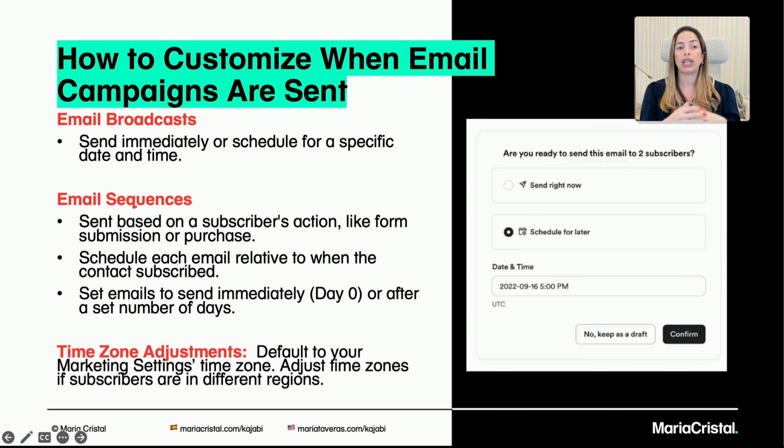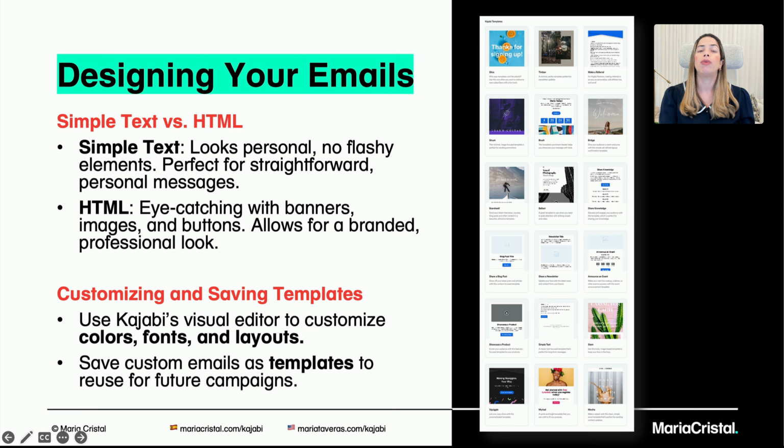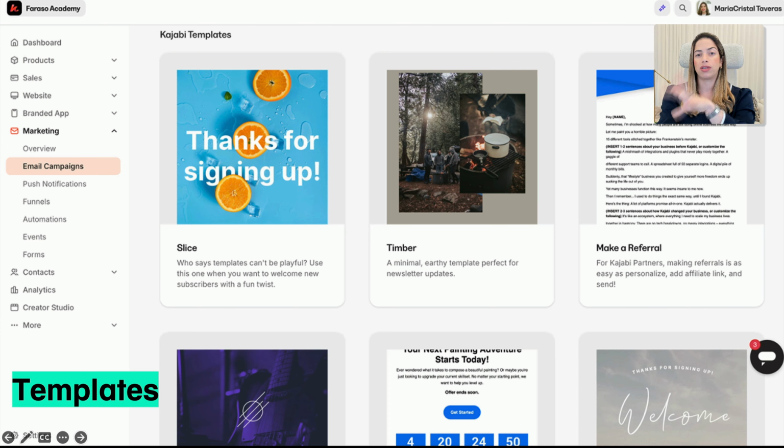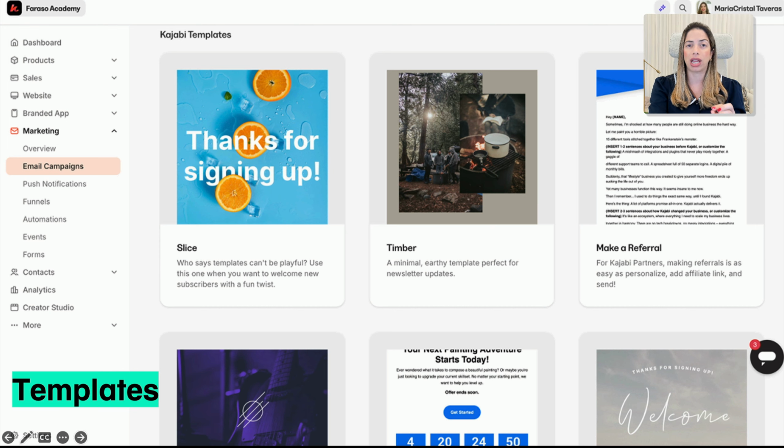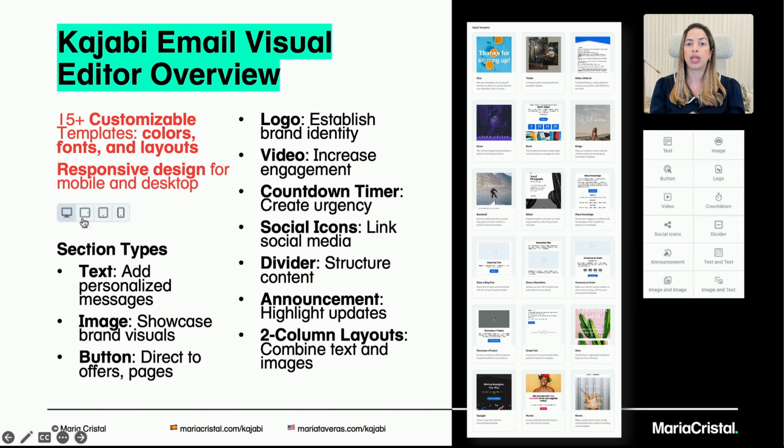So email broadcasts, as I said, are sent immediately. Email sequences depend on when they opt in, and always define your time zone. Kajabi will allow you to design your email with HTML or simple text, but you will have templates with the visual editor and the classic editor for you to build this that looks very appealing. These are some of the templates, a screenshot, but we will dive in and see how it really works.